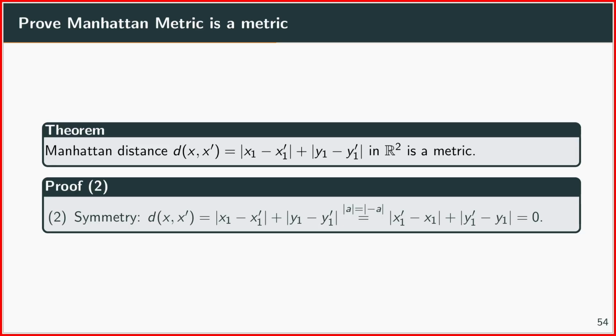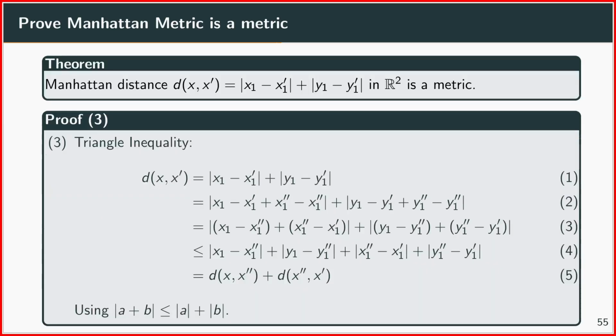Symmetry in this case here is actually also pretty easy to do. We can just use this identity of the absolute value, namely that the absolute value of a positive number is equivalent to the absolute value of the negative number. And this gives you here the symmetry in this case.